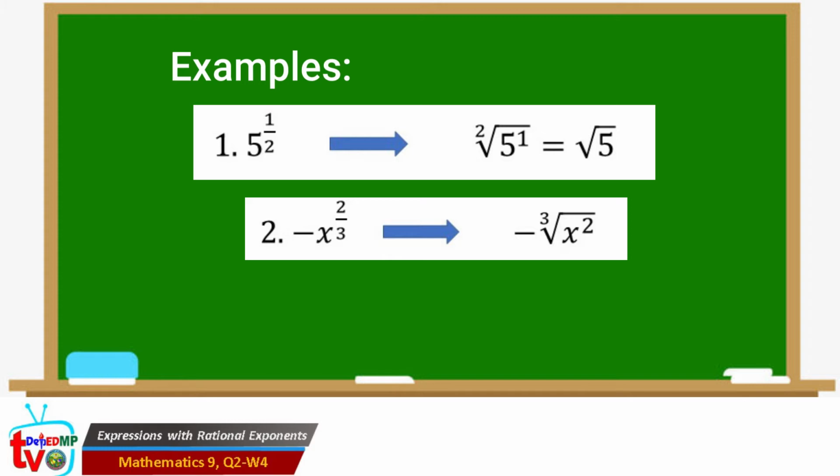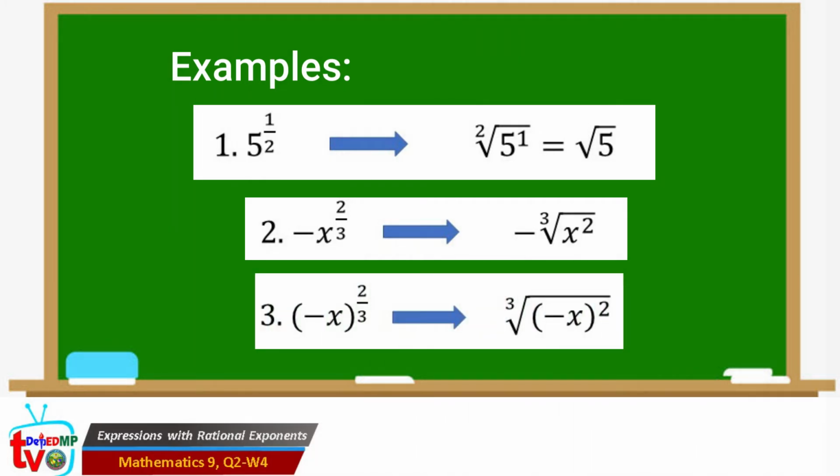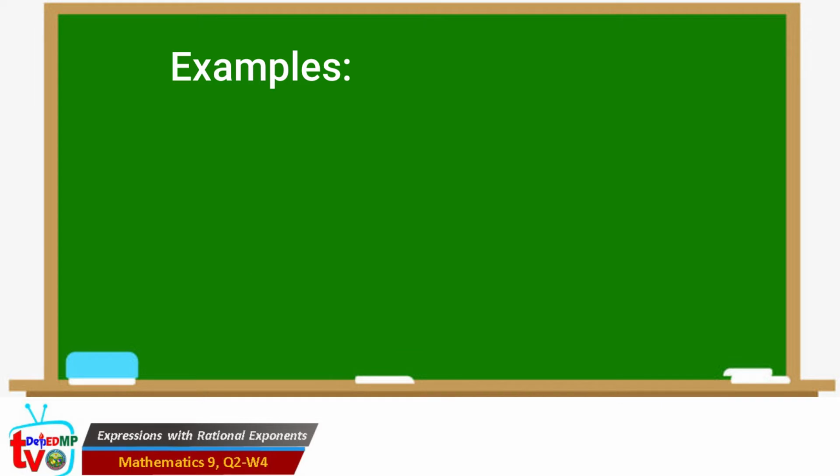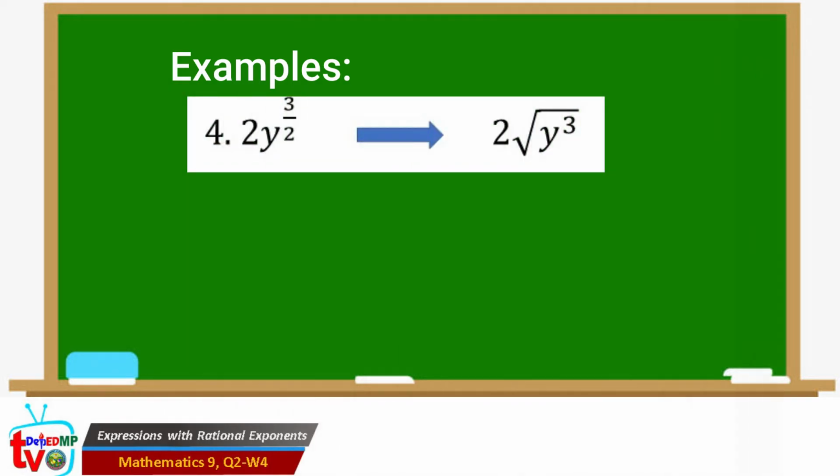Third example, the quantity of negative x raised to 2/3 to its equivalent radical form is the cube root of the quantity of negative x raised to 2. Number 4, 2y raised to 3 halves. The exponent 3 halves belongs to y only. Its radical form is 2 the square root of y raised to 3.